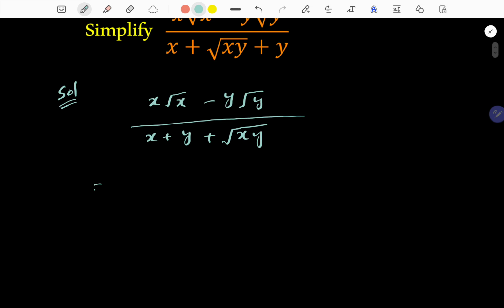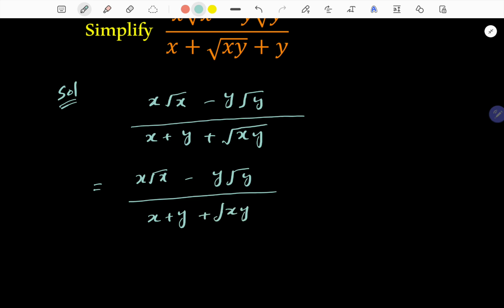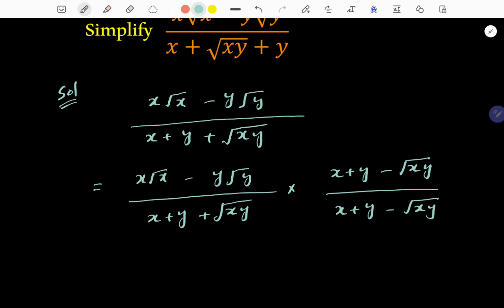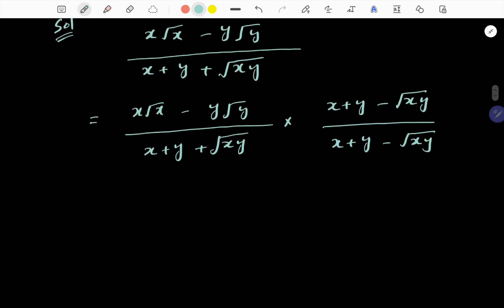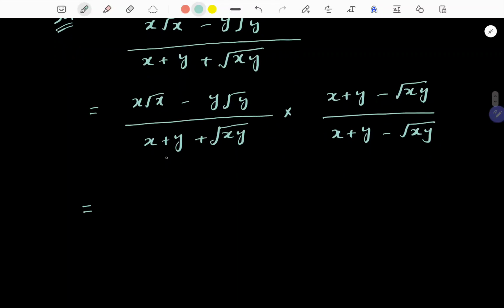So this is equal to x square root of x minus y square root of y divided by x plus y plus square root of xy, multiplying and dividing by the same terms, x plus y minus square root of xy. So this will become as, first we multiply the numerator.